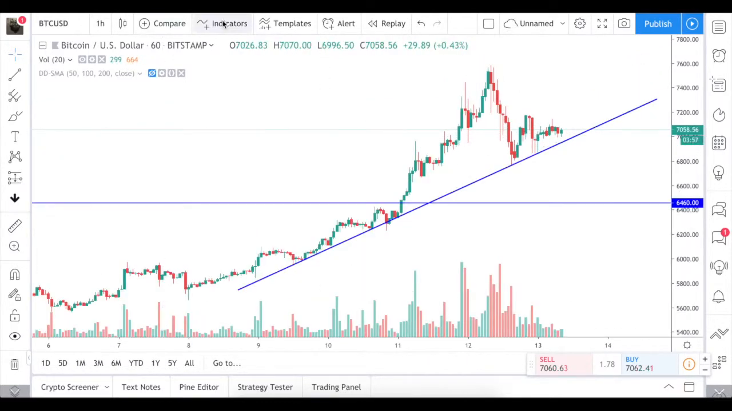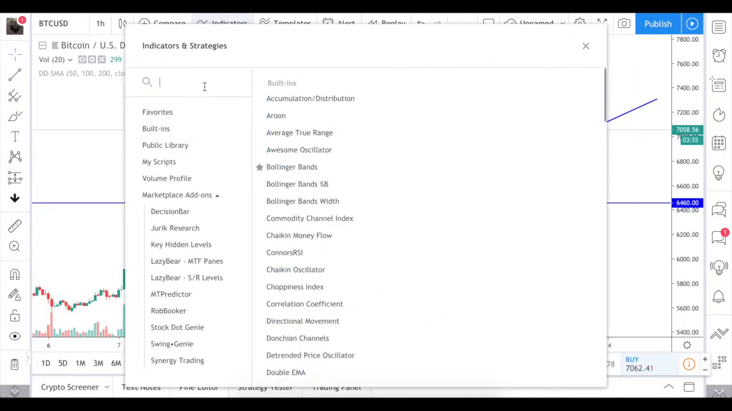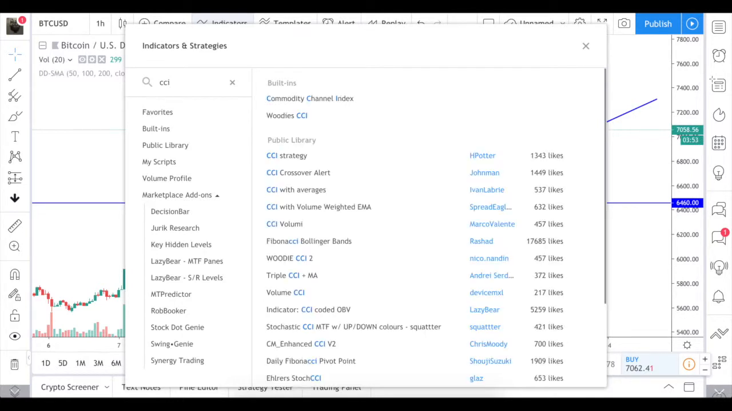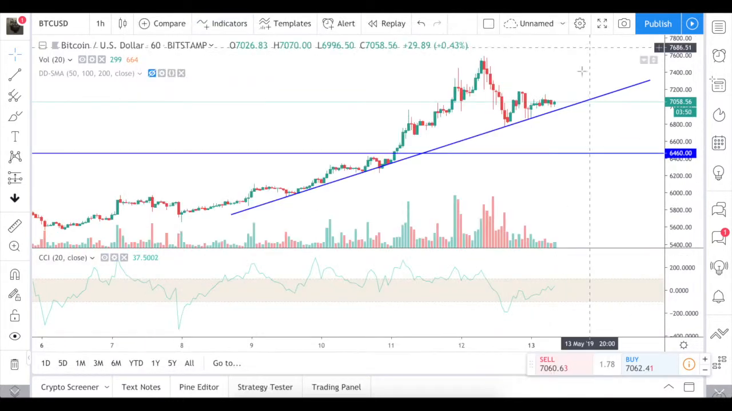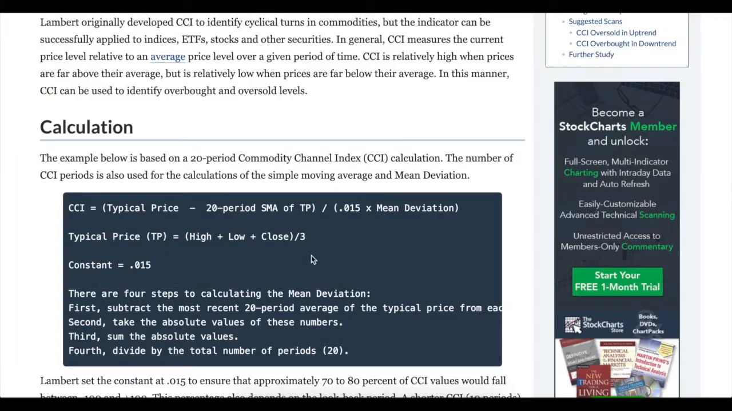But while this is a relatively bullish indicator, I was going to show you another one which is called CCI, or Commodity Channel Index. What it does is calculate the relative change in the price compared to the average, identifying overbought and oversold levels.